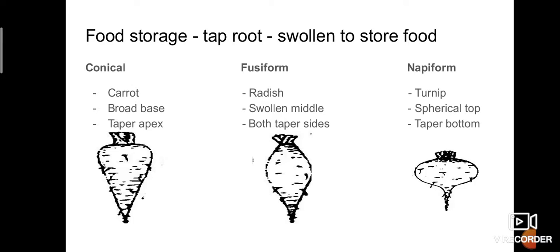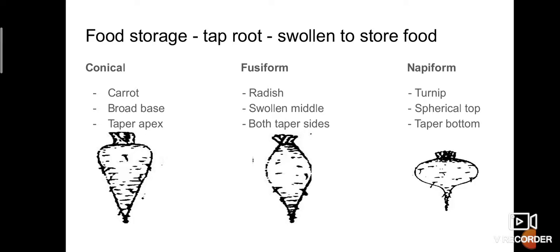First one, food storage. The first function is food storage. In this food storage, we are going to choose a tap root. So swollen to store food. If you see the tap roots, for example carrot, beetroot, turnip, radish, they are all root vegetables. And what about the shape of these? They are somewhat swollen, big in size. Why? To store the food.